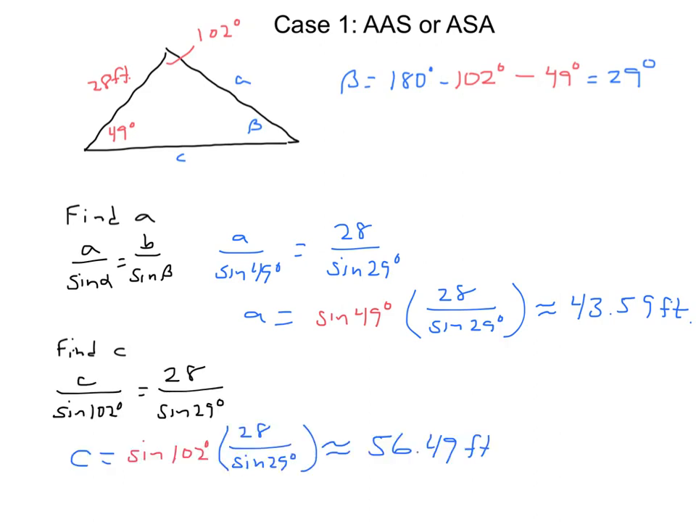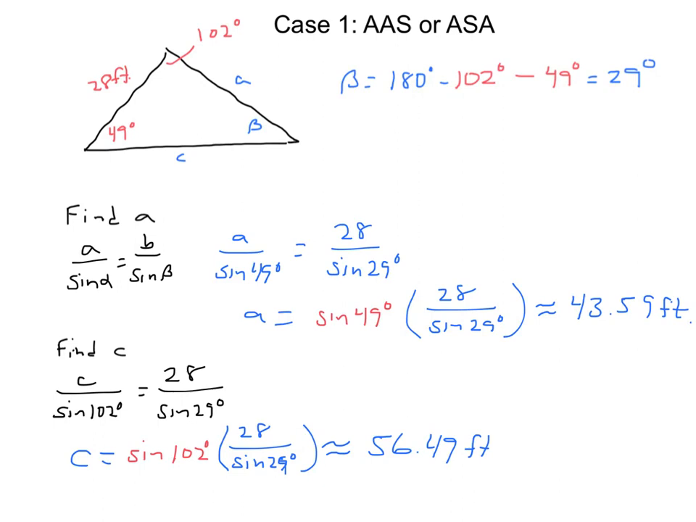Welcome back. I hope you were able to go through and get things set up. The way you should have ended up setting this one up would be C over the sine of 102 equals 28 over the sine of 29 degrees. And then by multiplying both sides by sine of 102 degrees, I get C is equal to the sine of 102 degrees times 28 over the sine of 29. When you put that into your calculator, that comes out to be about 56.49 feet.